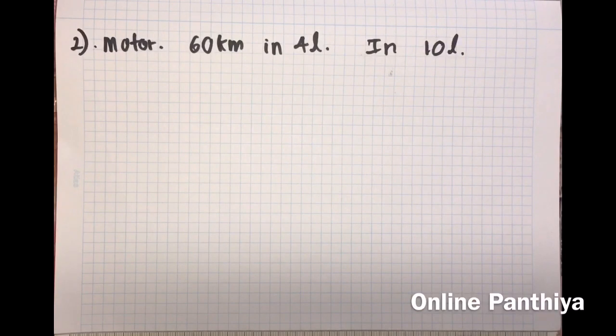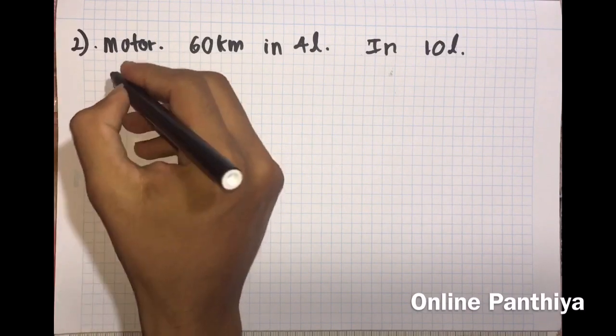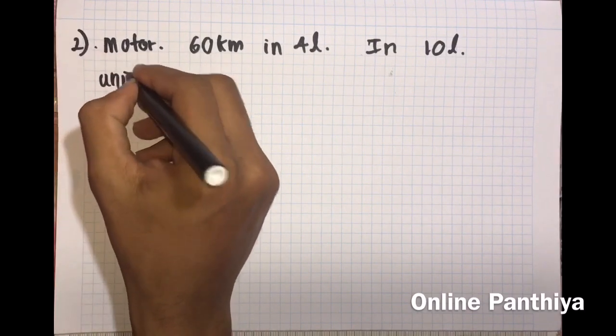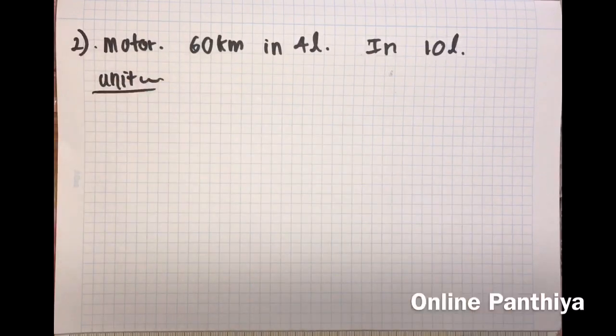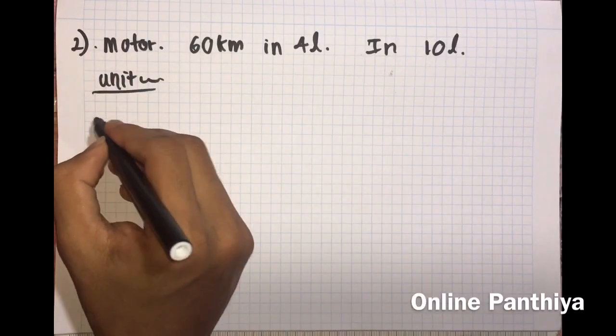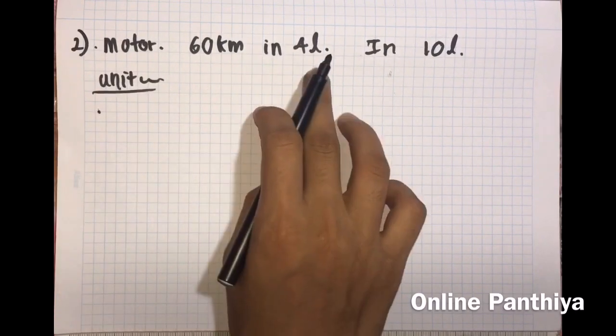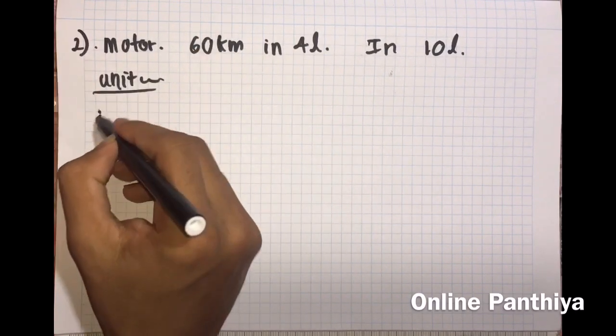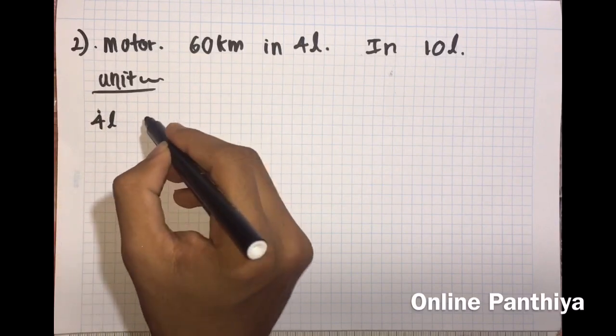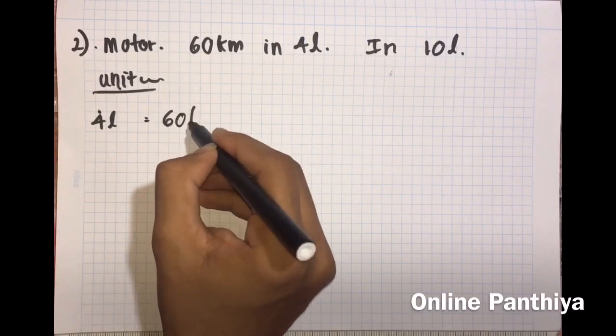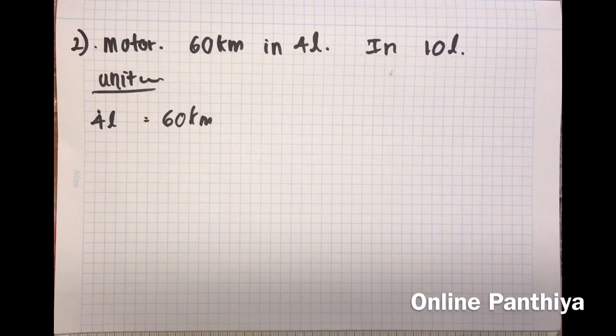Now what are the ways of doing? Already I have taught you can do it in 2 methods, right? I'll do the other method also, unitary method. How do you solve? Using 4 liters of petrol, it travels 60 kilometers. That means using 4 liters, it travels how much? 60 kilometers. Am I correct? Yes. Next, what should I do?